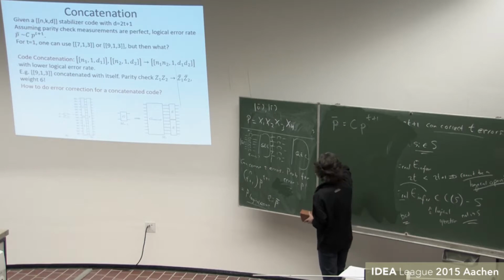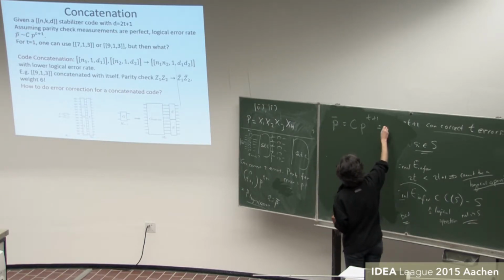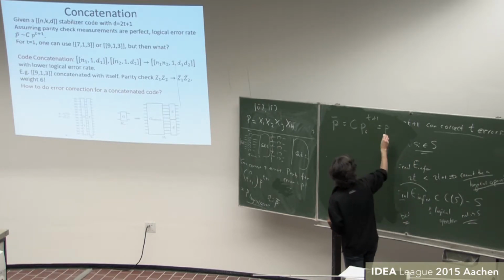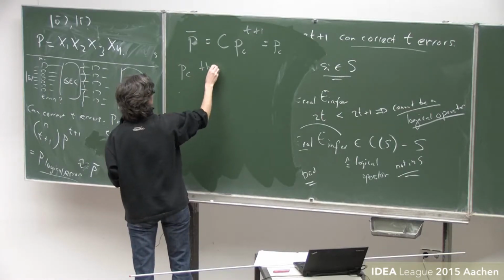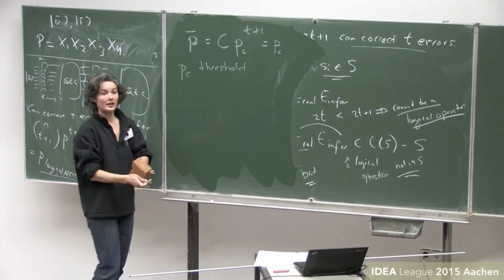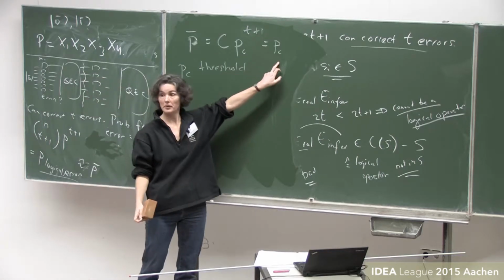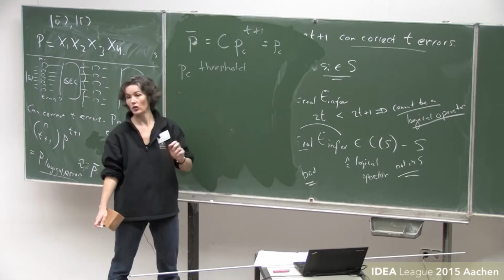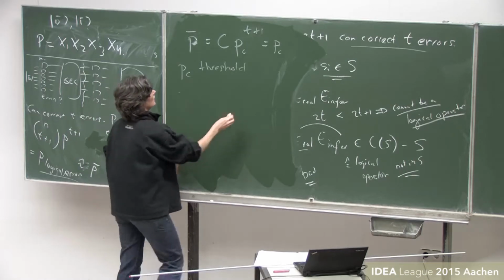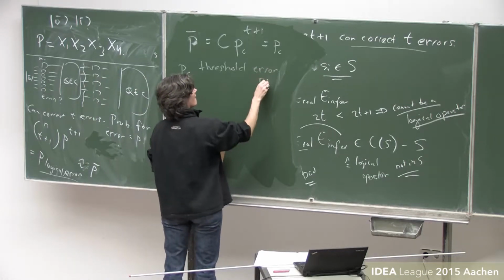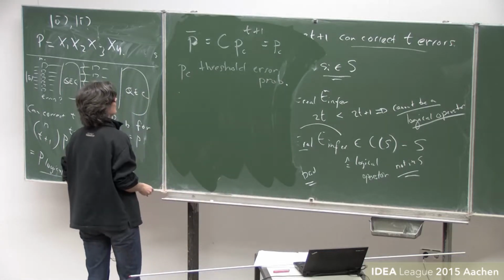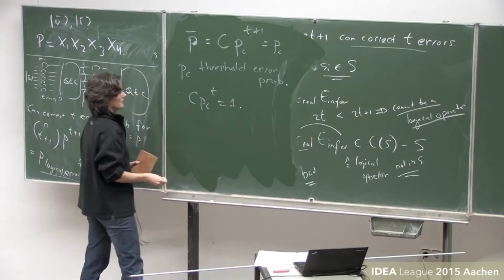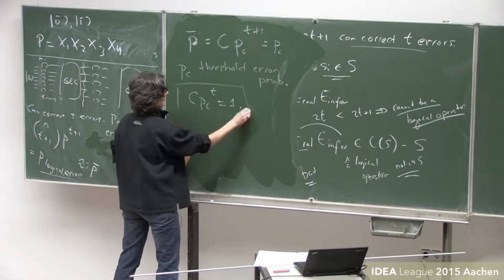So now, when is this a crossover? When this is equal to p. So this equality, so this should be p threshold, right? So we want the logical error to be less than p, but we ask when does it cross over? When is it equal to p, right? And that number I call the critical error rate, or the threshold error probability. Right, so you see c times p to the t is 1.